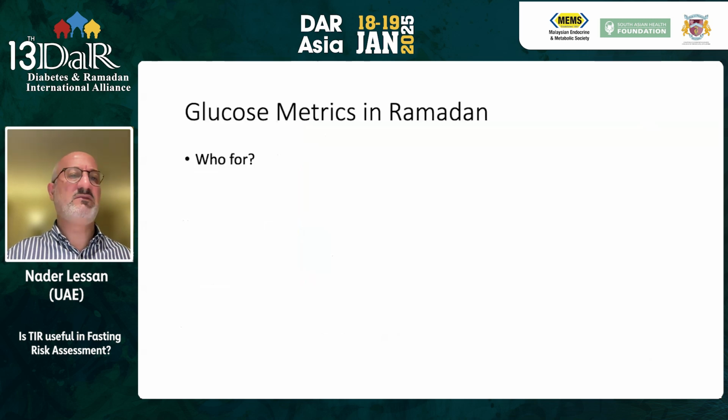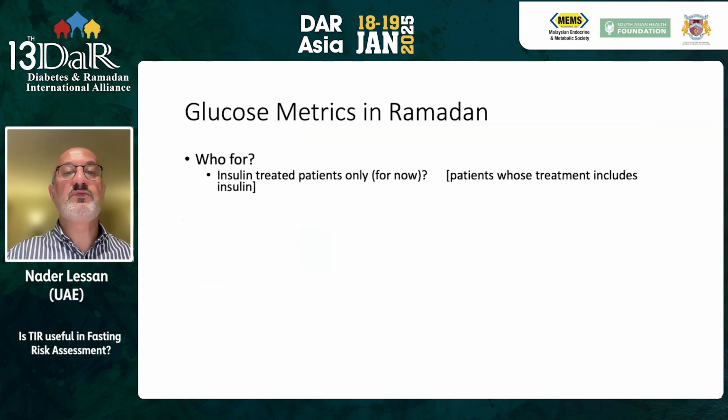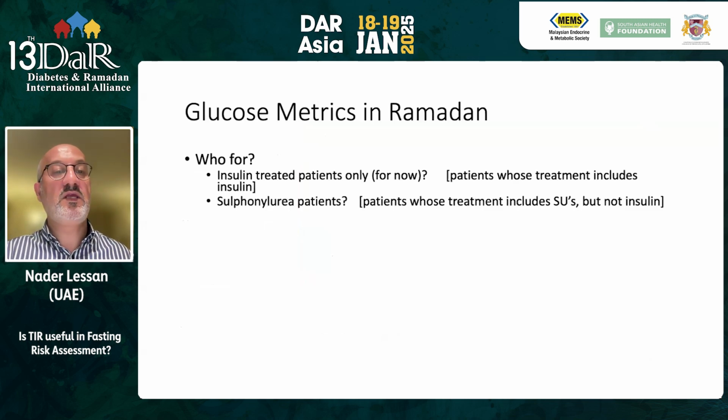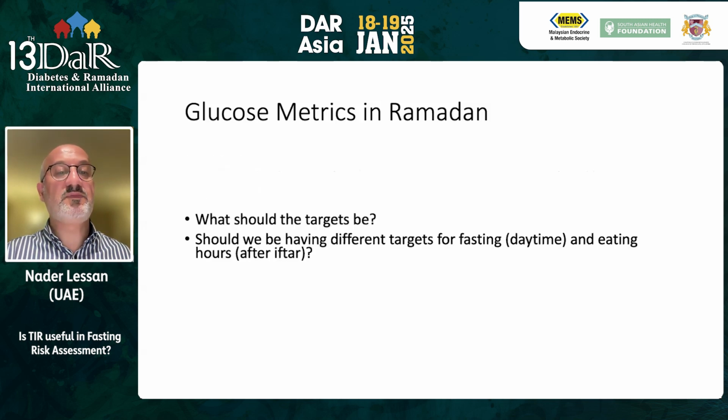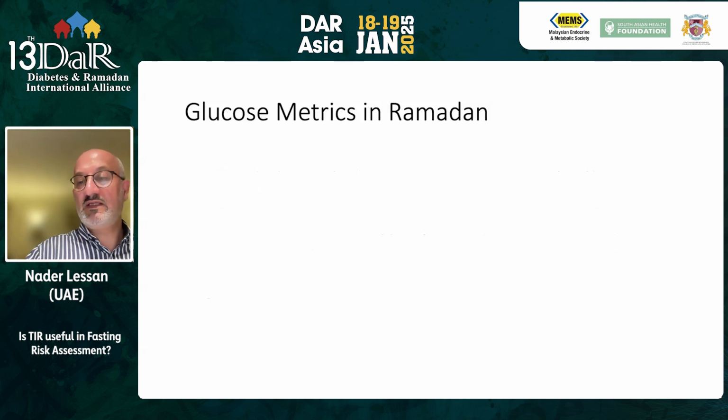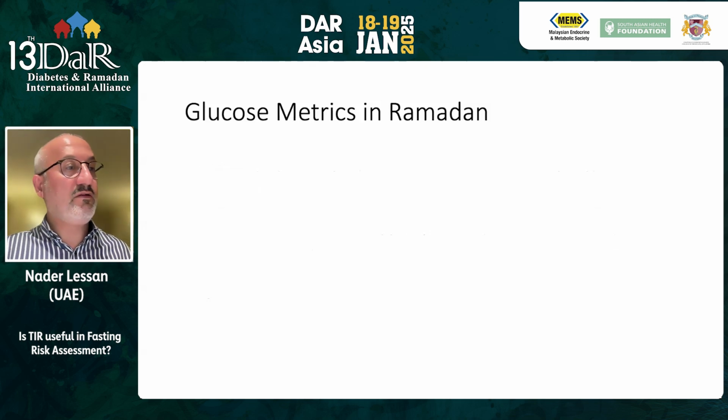So glucose metrics in Ramadan, who should be using these metrics for? Should we be using CGM and the metrics for patients on insulin only, or patients on sulfonylurea as well? And what should the targets be? Should we be having different targets for fasting during the daytime and eating hours? Should they be different? What about time in range, time above range, and time below range? And these are some of the questions that Dr. Bashar Afandi, myself, and Dr. Mohammed Hassanein were posing and thought are worth discussing.